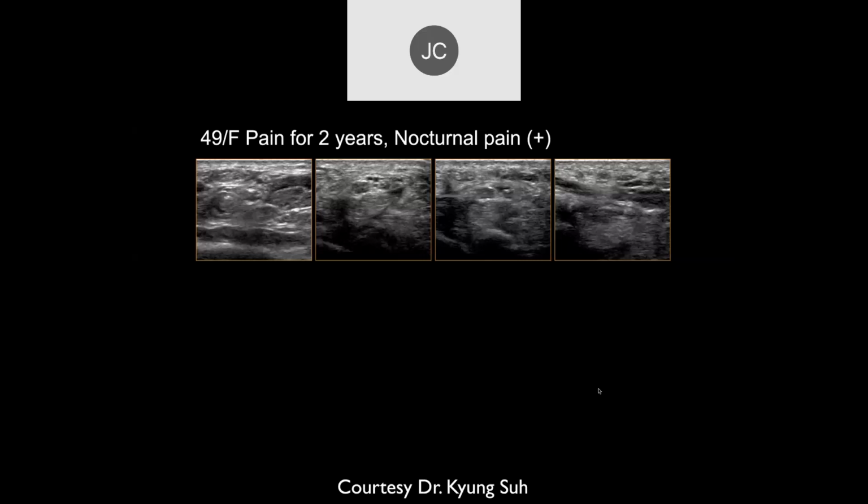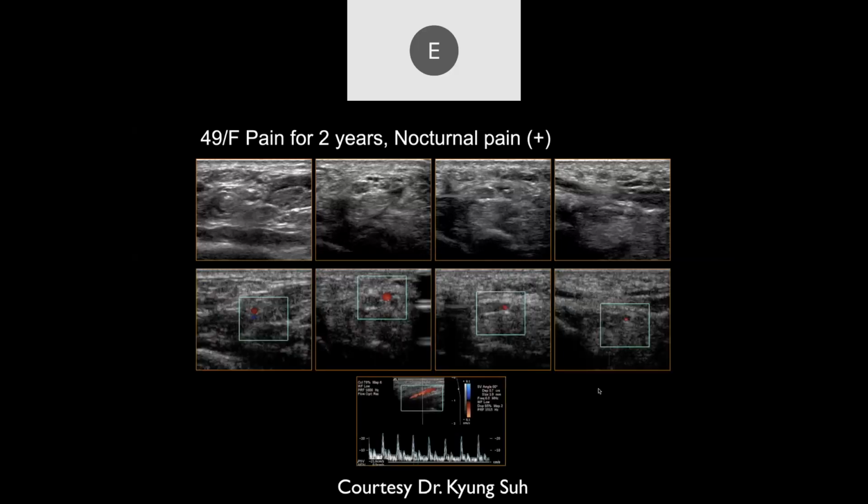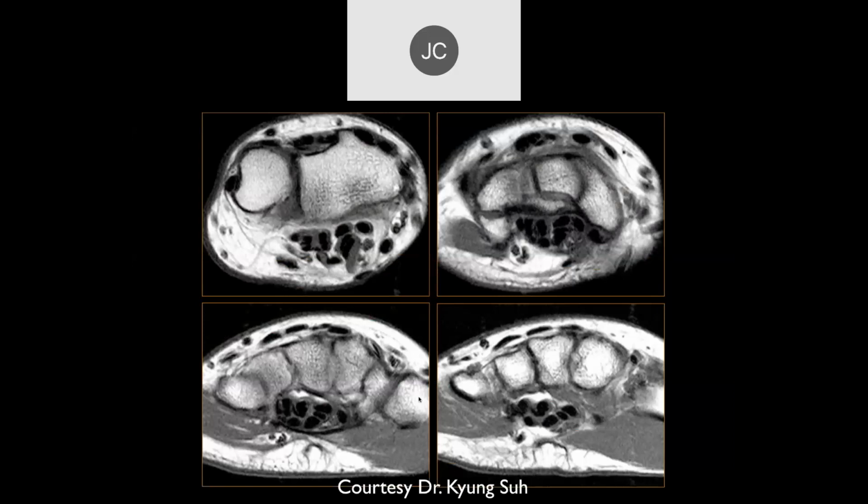Okay, 49-year-old woman, pain for 2 years with nocturnal pain. Ultrasound. And here we can see flow in the vessels. So this is actually the flexor retinaculum area in through here. Here we can see that there are an artery and a vein going through the area of the flexor retinaculum. Here are the sagittal images showing the flow and the pulsatile nature of it.